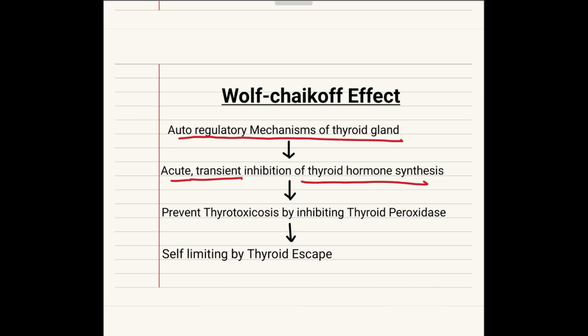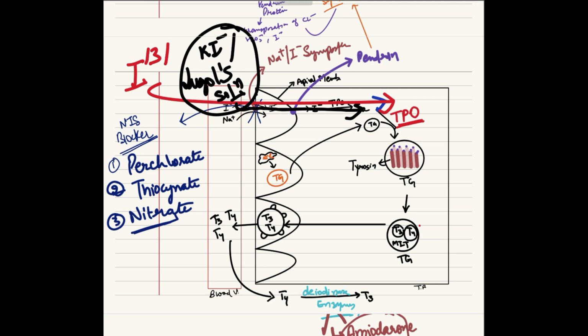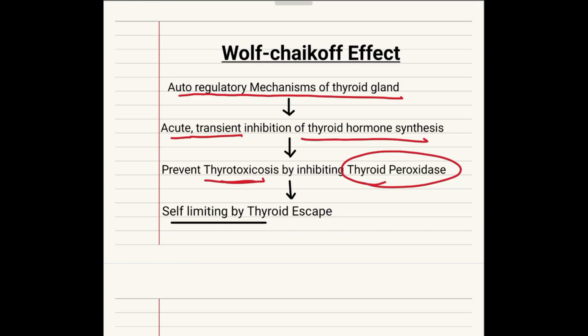This is the protective phenomenon to prevent the thyrotoxicosis by suppression of iodine organification, primarily through the inhibition of thyroid peroxidase. Because of inhibition of thyroid peroxidase, that's how we prevent the organification. This effect is self-limiting, typically lasting a few days, after which the thyroid escapes from this inhibition. What happens here? This escape is largely mediated by downregulation of the sodium iodide symporter. That is, the sodium iodide symporter is downregulated, which decreases the intracellular iodine concentration and allows the hormone synthesis to resume.